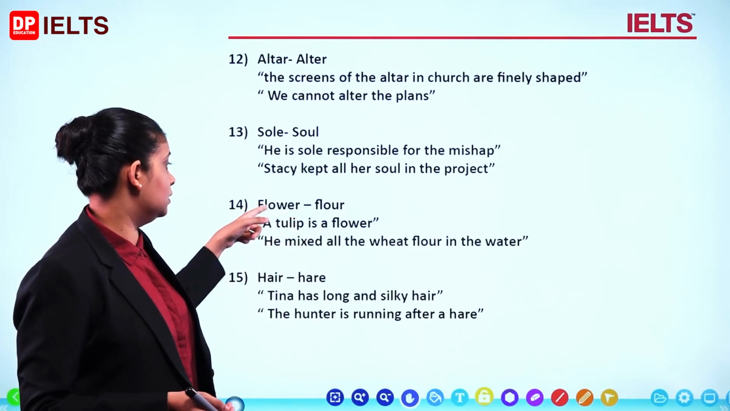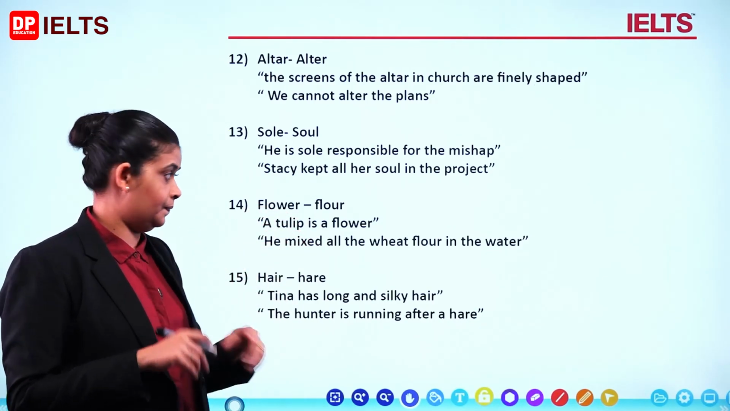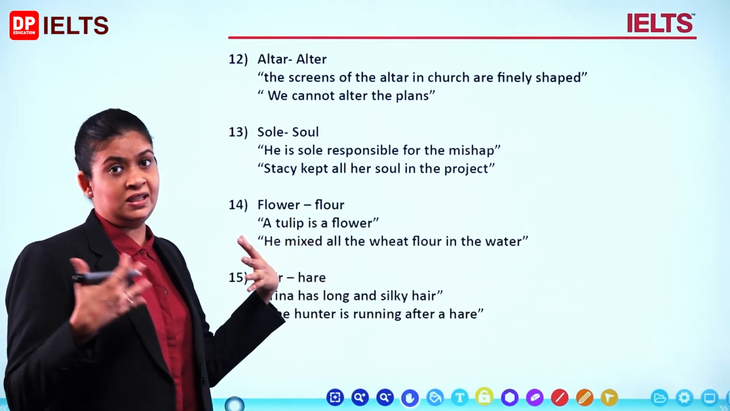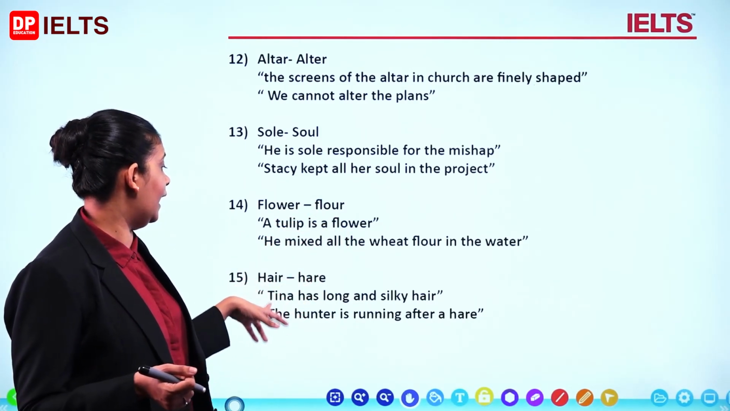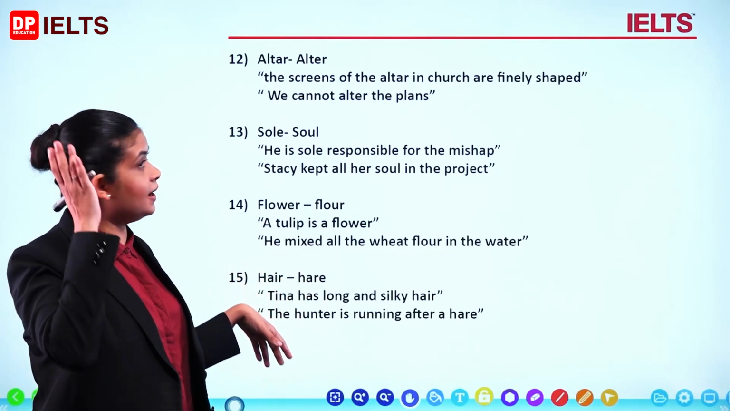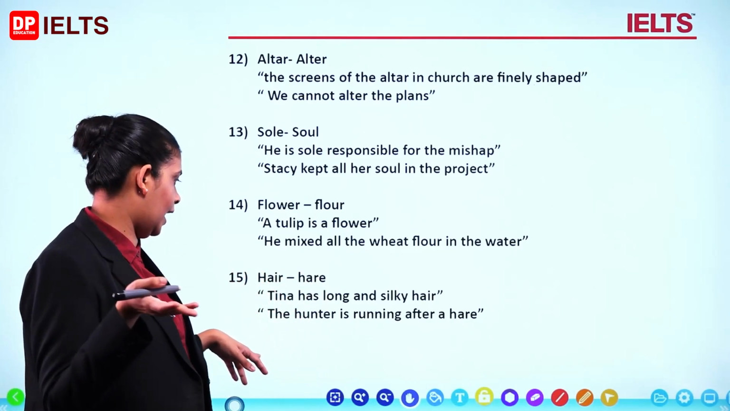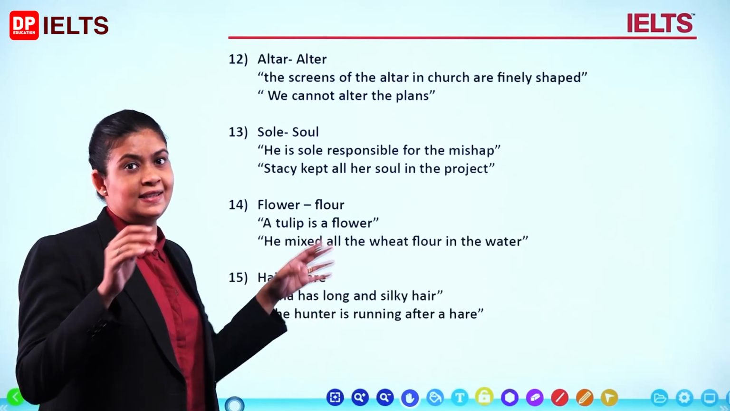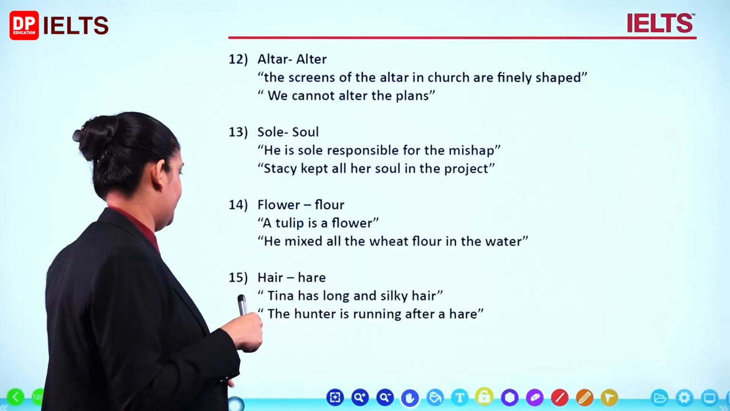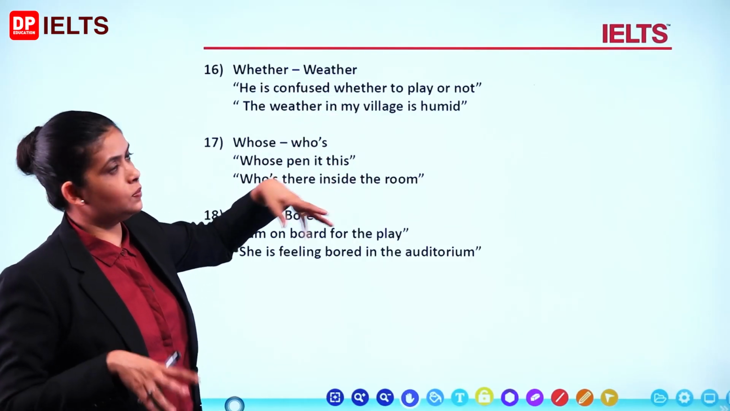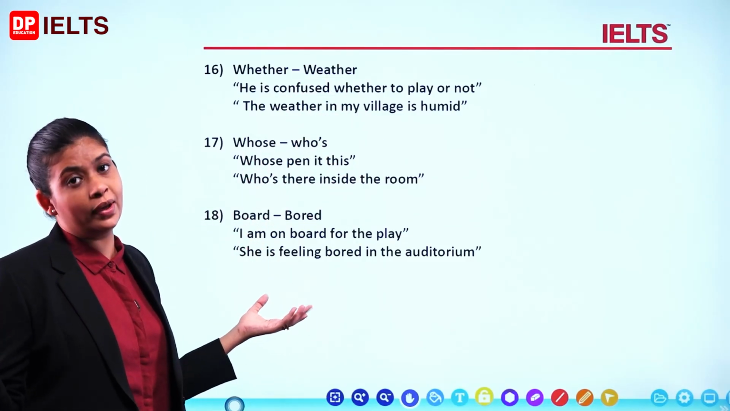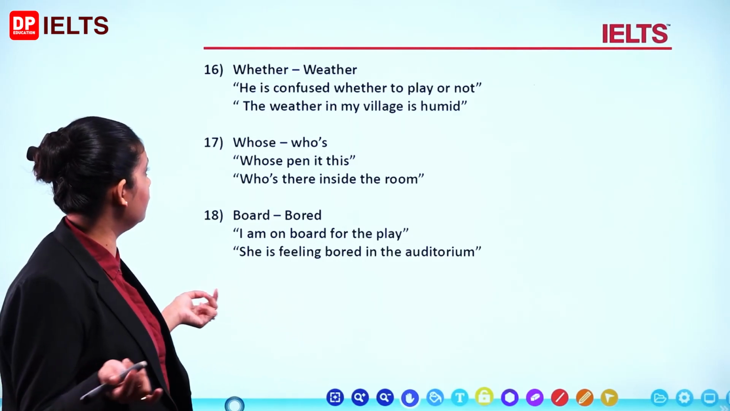Flower. This flower is the mala. This flower is wheat flour, pound piti, right? Hair. So this hair is obviously the hair that we have. This hair is the rabbit, okay? Weather, okay? This weather is when it's raining, sunny, windy, cloudy, stormy, right?